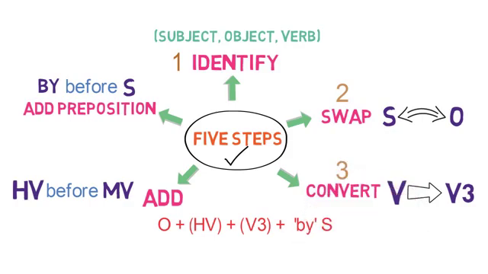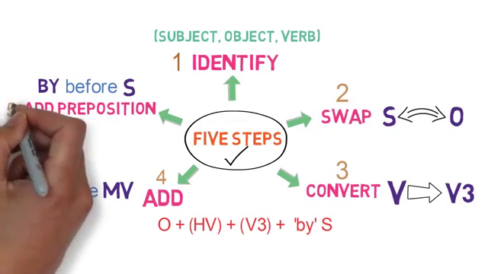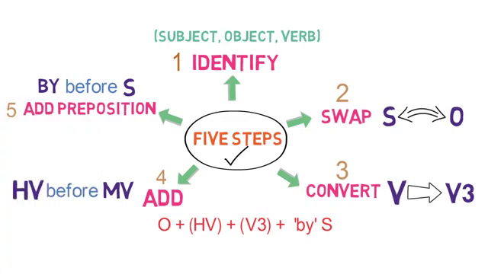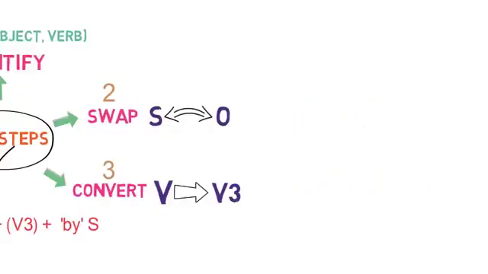Third step is to convert main verb to its third form, that is past participle form. Fourth step is to add a suitable helping verb before the main verb based on tenses. And then finally add a by before a subject to make it complete. That's all in this video.